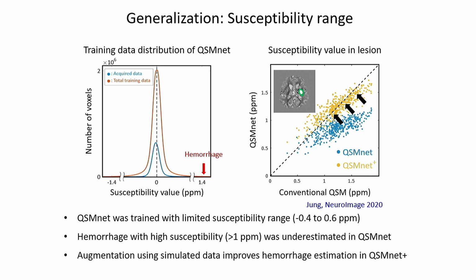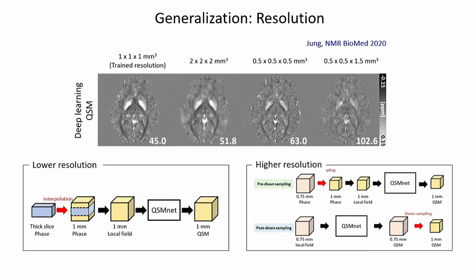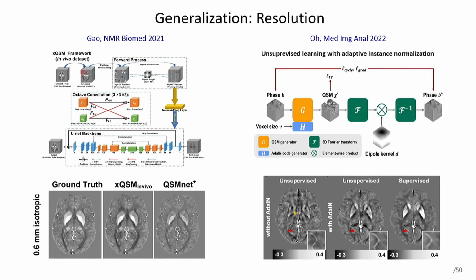Well, to compensate for this problem, we developed a way of doing data augmentation using the model so that we can generate this nice linearity-restored QSMNet plus result. Another problem, and this is a bigger problem in generalization: once your network is trained for the 1 millimeter isotropic voxel size, then it doesn't go well with other resolutions, especially if you have higher resolution. And in particular, if you have an anisotropic voxel size, it dramatically fails, despite the fact that you can do the interpolation and try to get the result, it doesn't work.